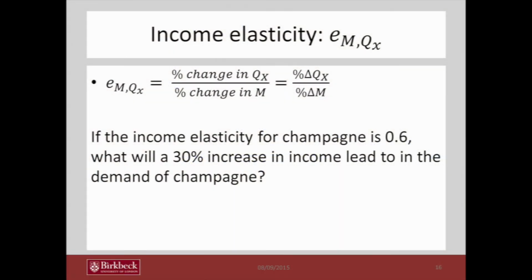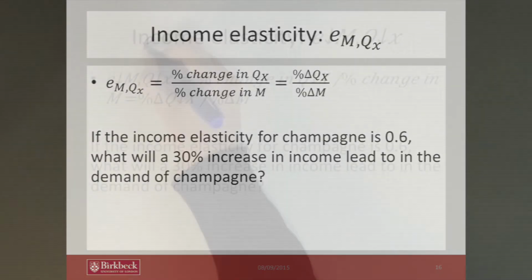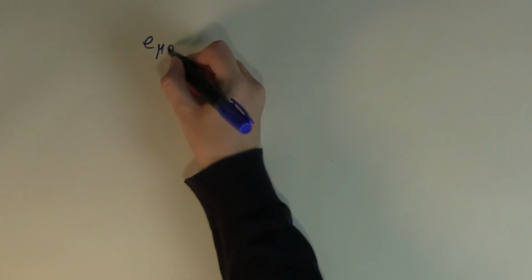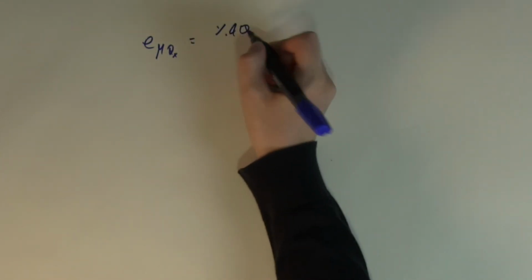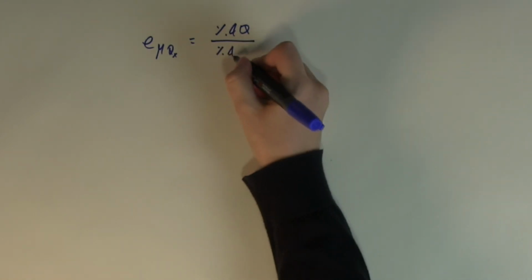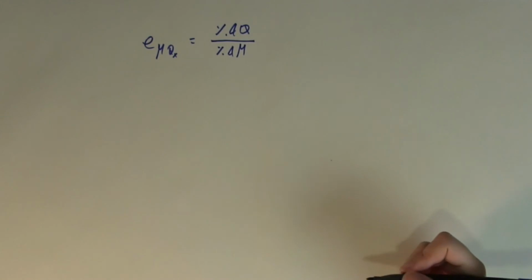When it comes to elasticity, own price elasticity isn't the only type. Sometimes you might need to calculate the income elasticity. And the income elasticity, which is EMQX, is calculated by the percentage change in quantity, but in this case I'm dividing it by the percentage change in income. So basically what I'm testing here is how sensitive the product is to income changes.